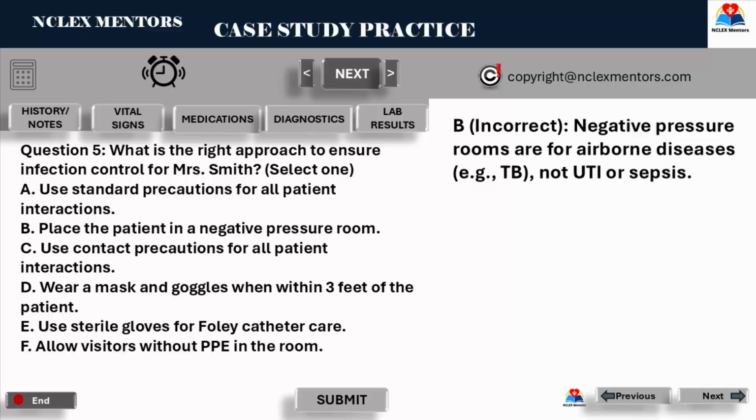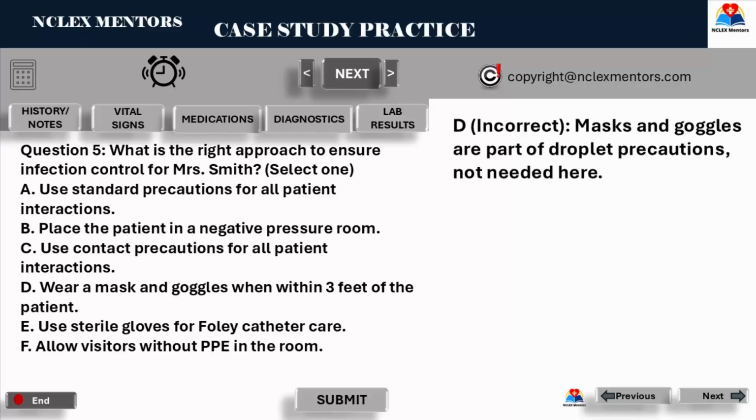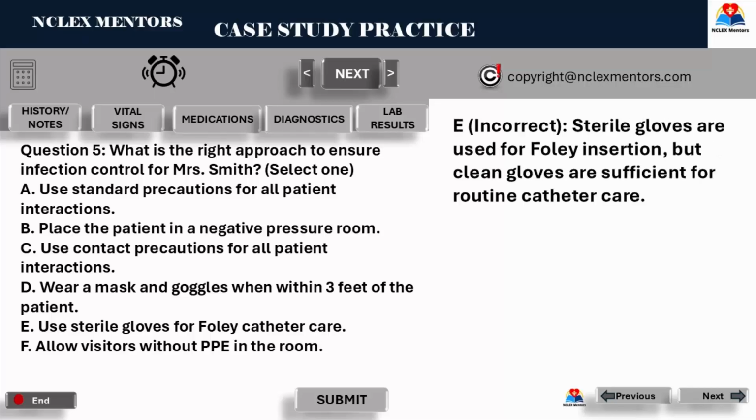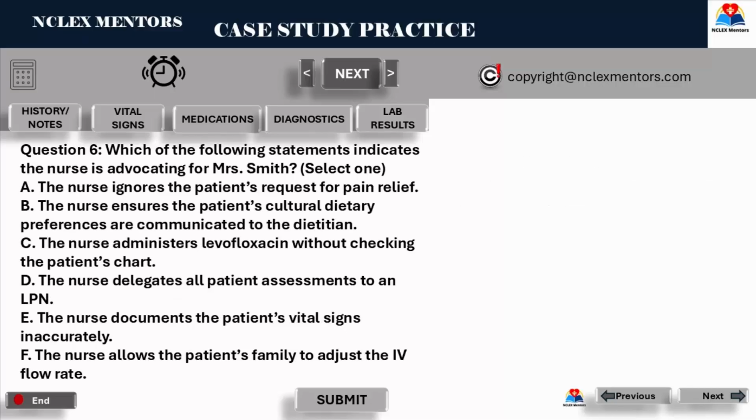B. Negative pressure rooms are for airborne diseases like TB or measles. Not needed here. C. Contact precautions are for resistant organisms, which aren't mentioned. D. Masks and goggles are droplet precautions, also not required. E. Sterile gloves are used only during Foley insertion, not for regular care. F. Visitors must follow hand hygiene protocols and possibly wear PPE depending on hospital policy, not a free pass.